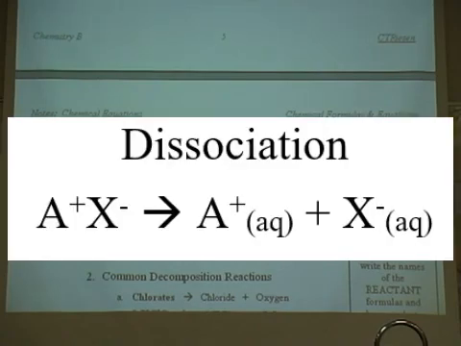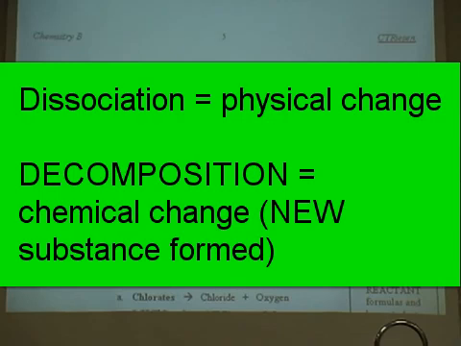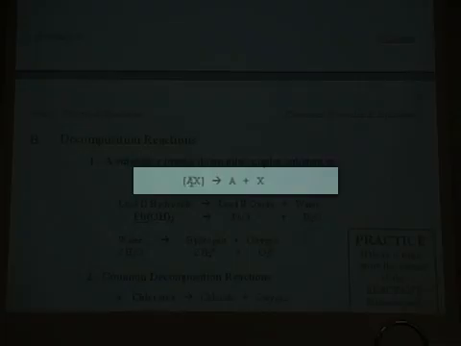Dissociation would take AX and split it into A plus and X minus, but that's not what you have here. Dissociation is a physical change. Decomposition is a chemical change. It's brand new. The elements change from cation to neutral, from anion to neutral.